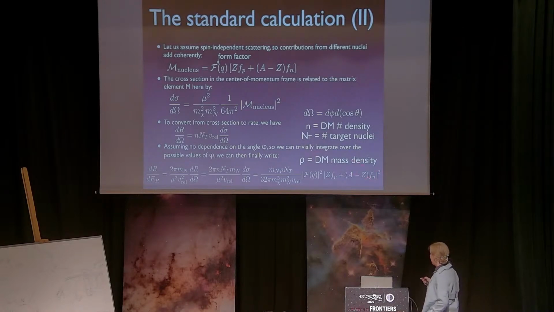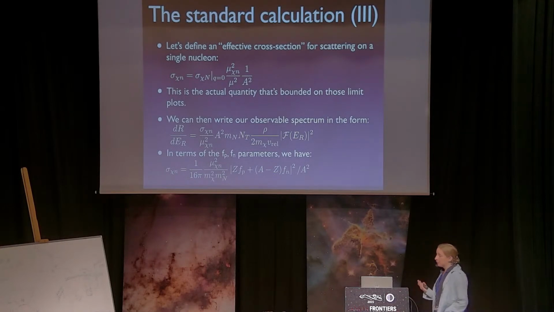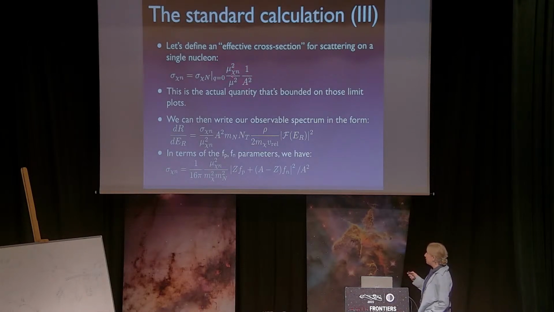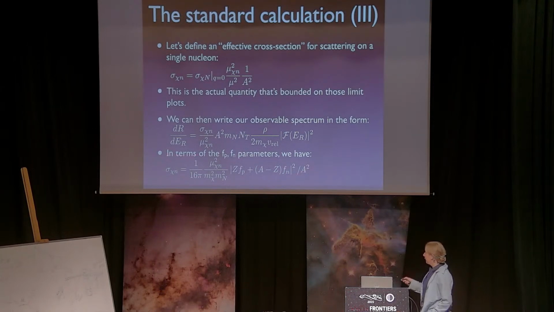Okay, so this is our observable. The thing that we're actually trying to constrain is tucked into this part of the equation. So what is actually plotted on those y-axes? It's an effective cross-section for scattering on a single nucleon, where you essentially say the effective cross-section for scattering on a single nucleon is what you would get for scattering on a single nucleus at momentum transfer 0, rescaled by the difference in reduced mass between the nucleus and a single nucleon, and dividing out by this coherence factor 1/A squared. So that's the actual quantity that's bounded on those plots. In terms of the FP and FN parameters that we wrote down before, when people talk about a single nucleon cross-section, this is what they mean.